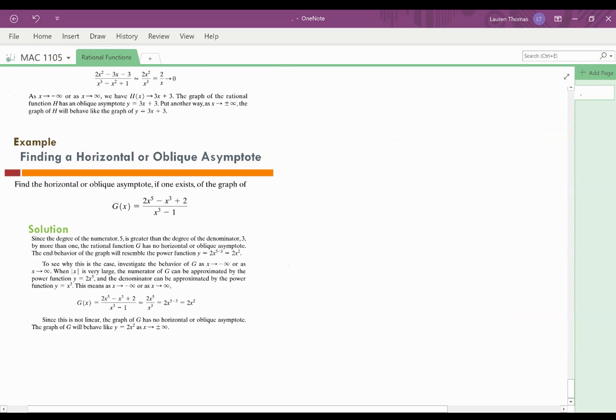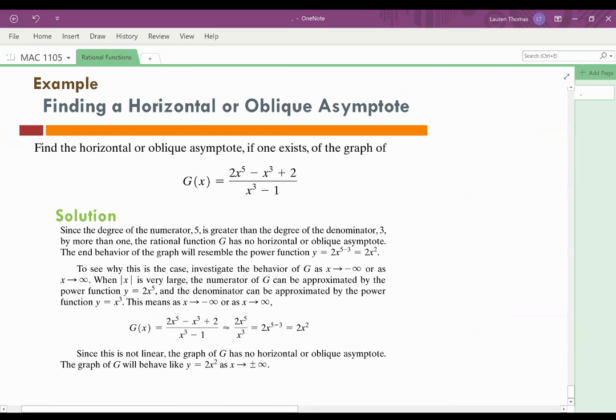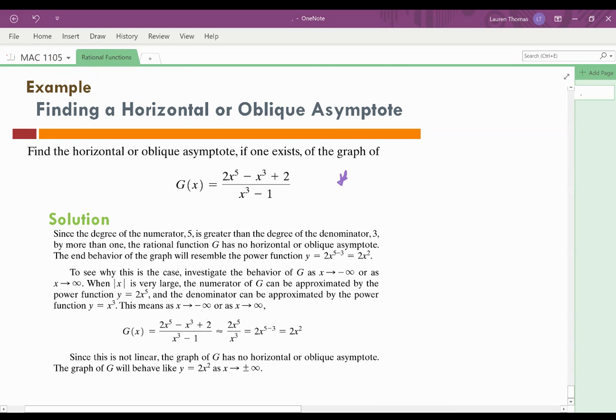All right, I also want to make sure I show you this example. So remember, anytime you're checking for horizontal or oblique asymptotes, the difference between the degrees in the numerator and the denominator can only be by 1. So if they're asking you, does this have a horizontal or an oblique asymptote, you're going to look at the degrees first. The degree in the numerator here is 5, but the degree in the denominator is 3. When you subtract those two numbers, the difference is greater than 1. 5 minus 3 is 2. Because that's greater than 1, you are going to have no horizontal asymptotes and no oblique asymptotes.